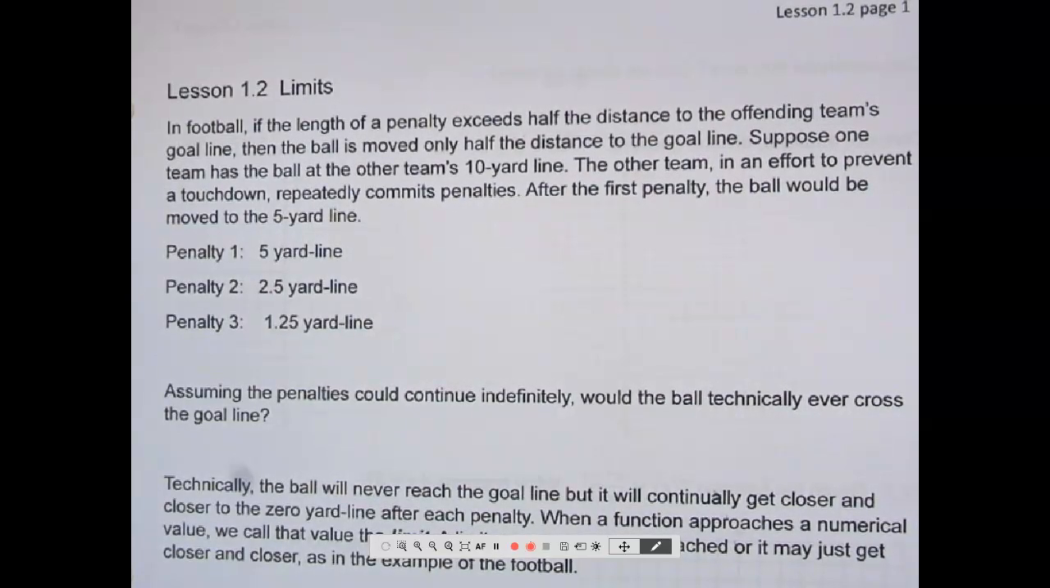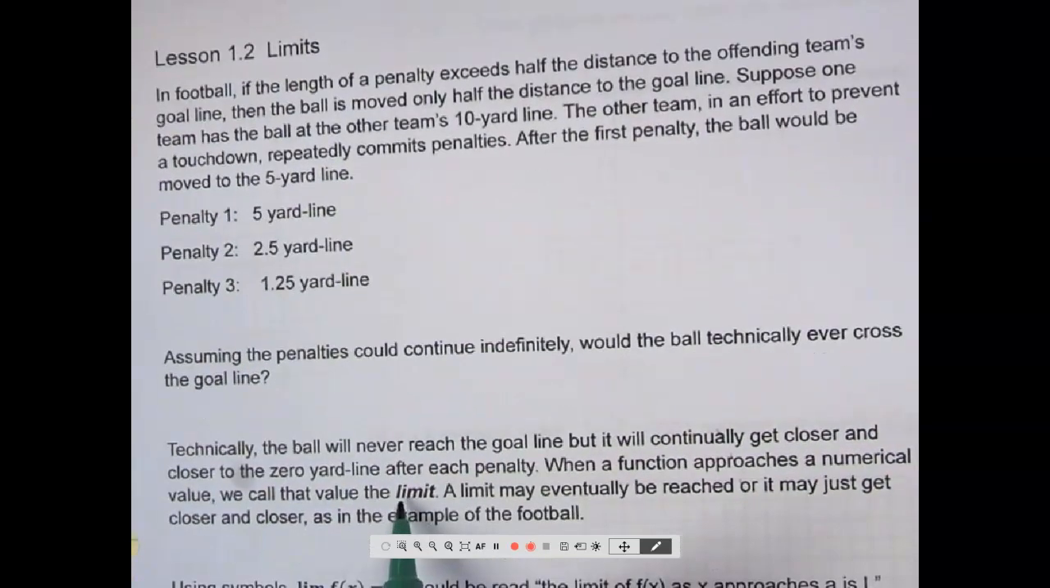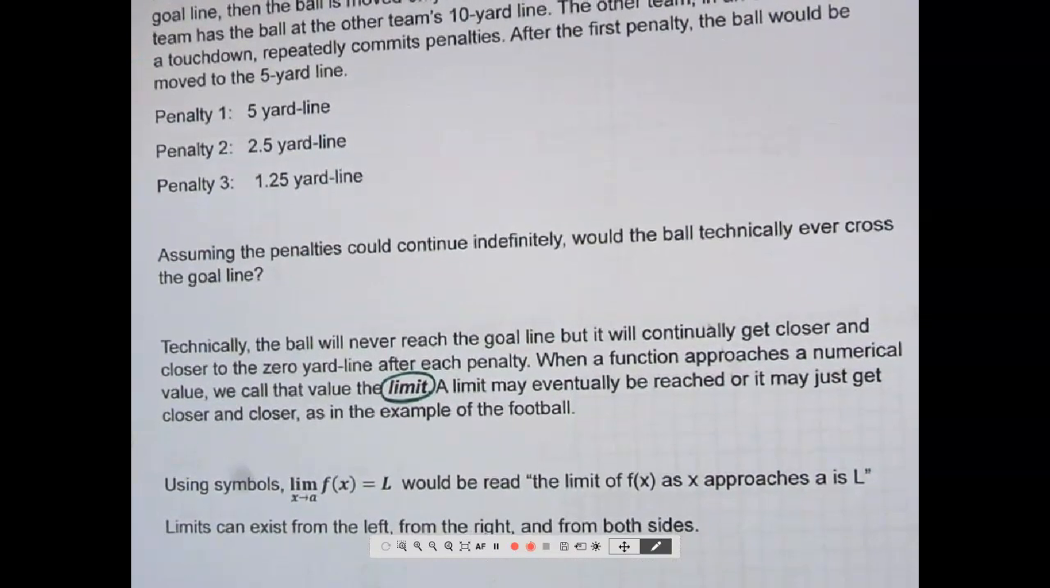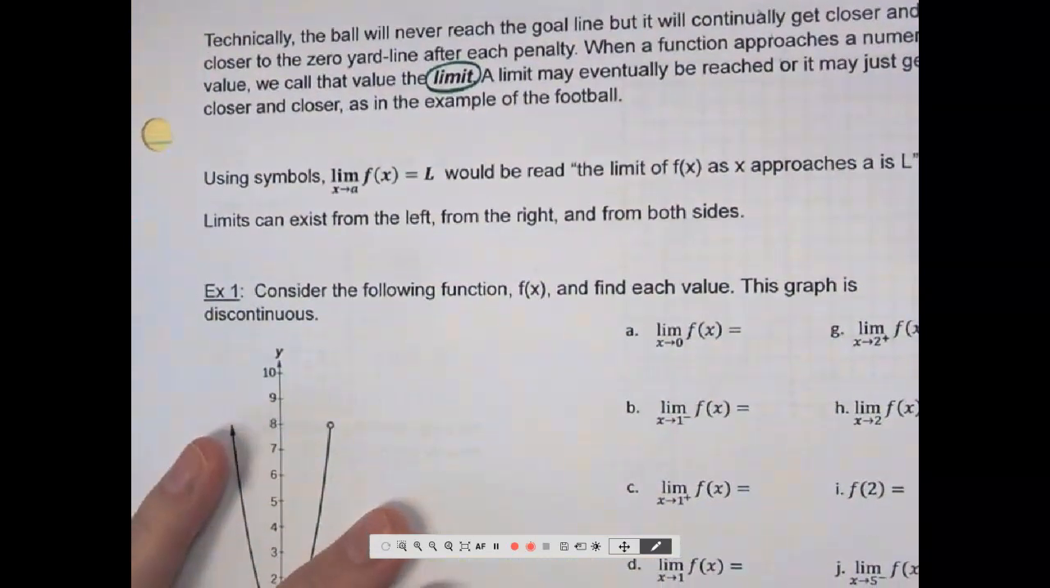When a function approaches a numerical value, we call that value the limit. A limit may eventually be reached, or it may just get closer and closer, as in the example of the football. So when we talk about limits, we are talking about what you are approaching. Whether you get to that value or not is irrelevant. And so we have to keep that in the back of our mind. What are we approaching?